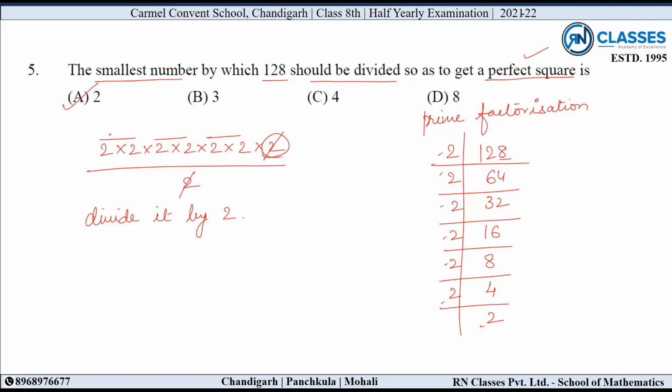Divided by 2 so that all the pairs are complete, it becomes a perfect square. What number does it become? Actually 64, which is a perfect square. Of course you know that.